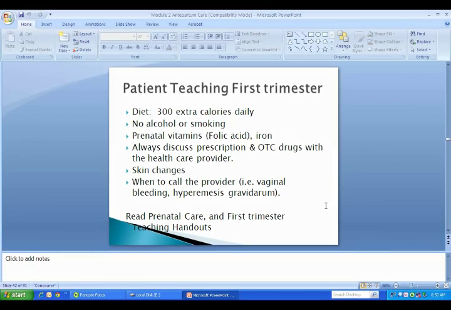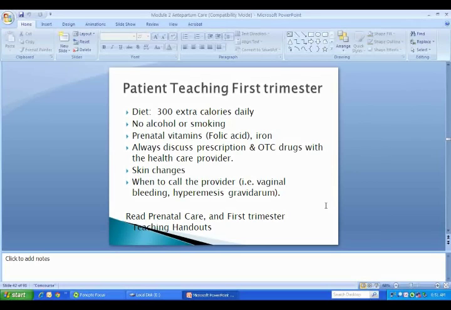Also, we tell them if they get any type of prescription drugs, always notify your obstetric provider. And also, don't take anything over the counter till you clear it with them. We also review any type of skin changes they might see, and when they should call the obstetric provider, such as with vaginal bleeding, again with hyperemesis gravidarum, that means excessive vomiting, that they can't keep absolutely any food down.